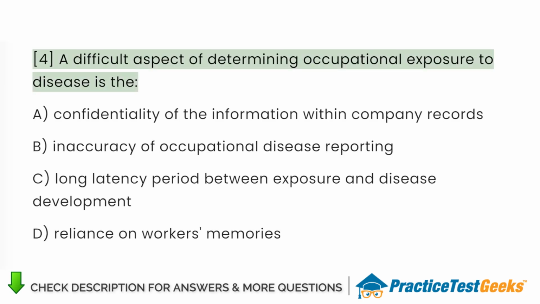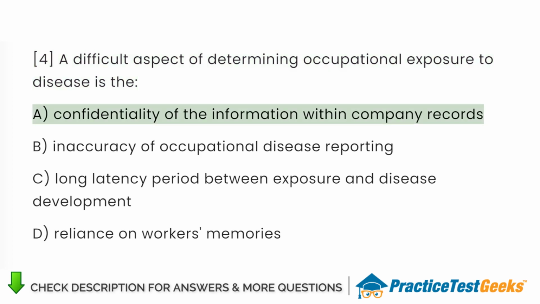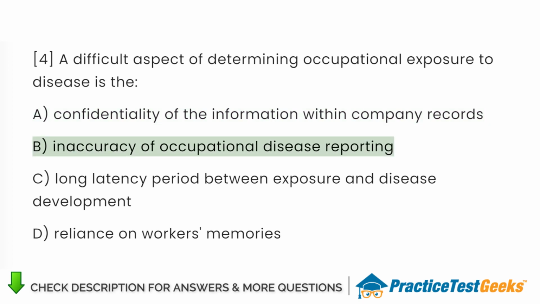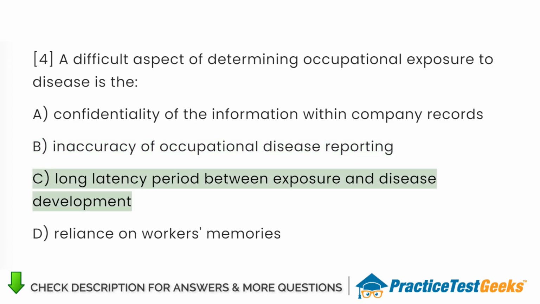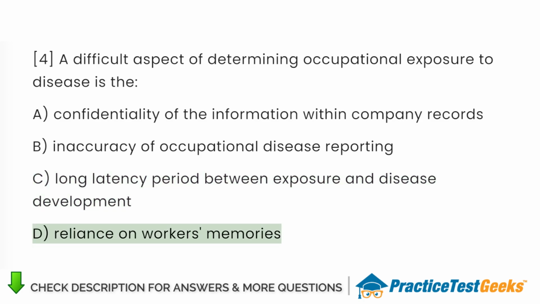A difficult aspect of determining occupational exposure to disease is the: A. Confidentiality of the information within company records. B. Inaccuracy of occupational disease reporting. C. Long latency period between exposure and disease development. D. Reliance on workers' memories.